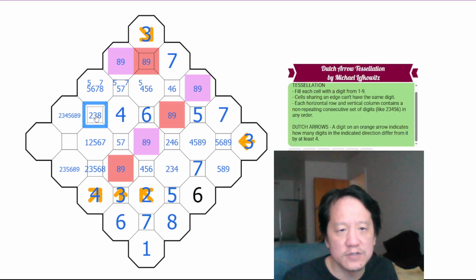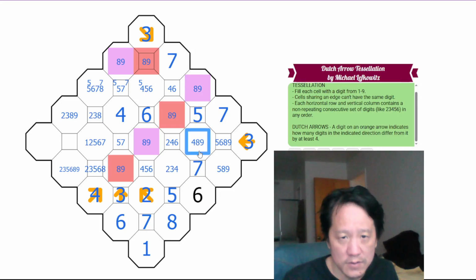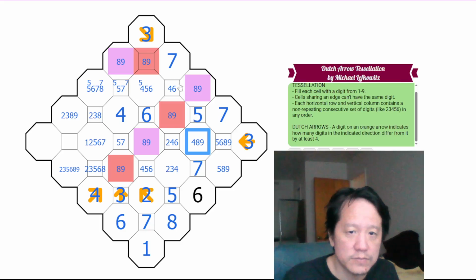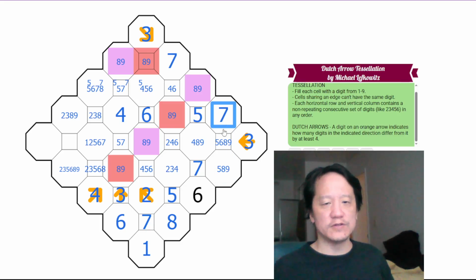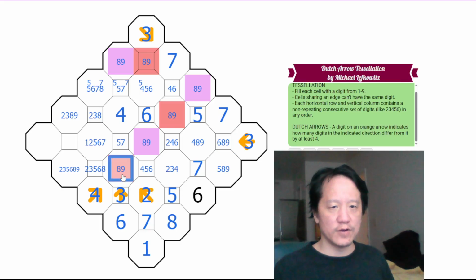No 5 or 6 here, no 4, 5, 6 here. This is 5 and 7, so this cannot be 5 or 7. If this includes a 5, it would have to be 5, 6, and 7 there, so this can't be 5. 6 eliminates 6 here and 6 here. 4 eliminates 4 here because it's consecutive with it, or shares an edge with it.